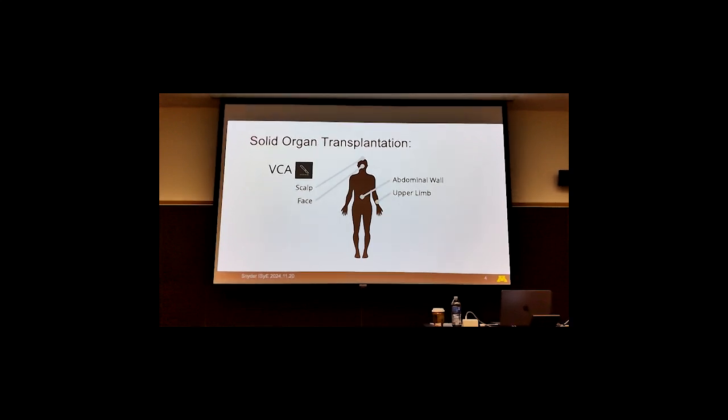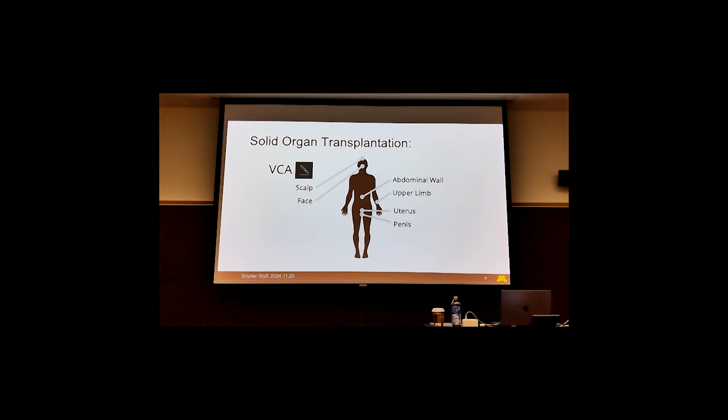Abdominal wall and hand transplants can be done. A lot of these are done with soldiers that have had a hand traumatically amputated. That can be done. And then there are some reproductive transplants that are happening. Uterine transplants are happening, and penile transplants can happen as well.